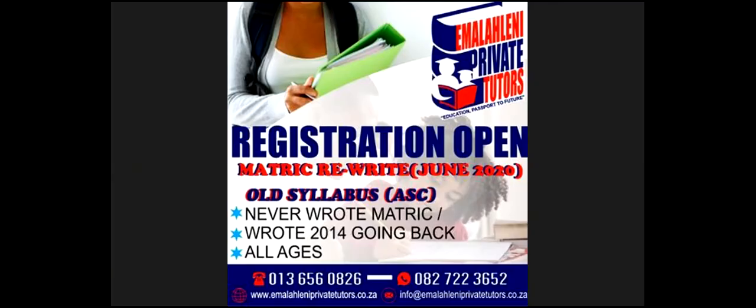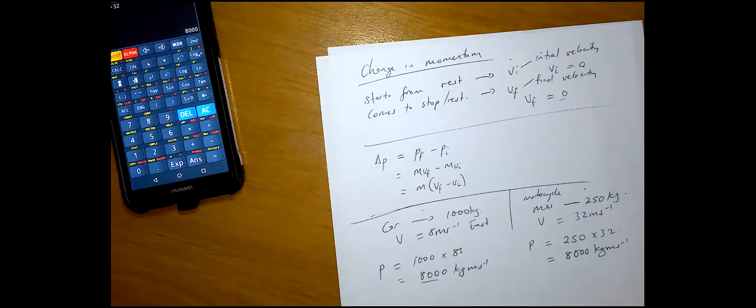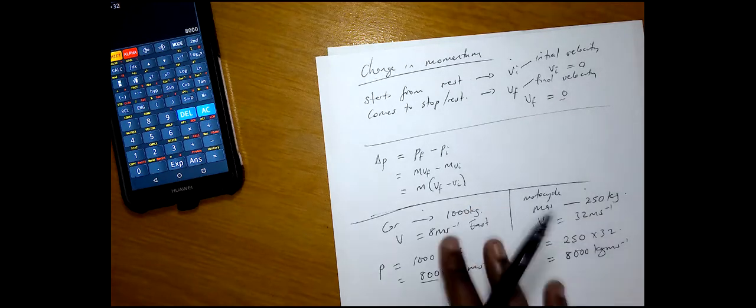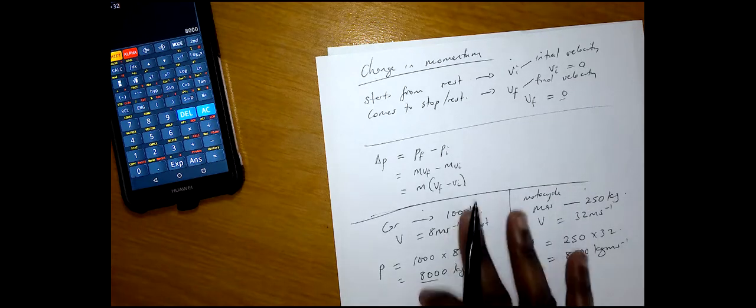So you see, if you increase the speed, it will also increase the momentum. In a sense, if you lower the mass, it will also lower the momentum. So it depends on the mass and velocity.